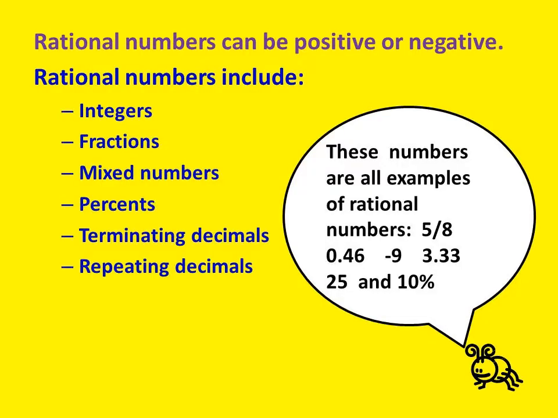Rational numbers can be positive or negative. So integers, and think of your number line again. Anything that's negative, like -9 or -72. Fractions, like 1/2. Mixed numbers, like 2.5. Percents. Terminating decimals. Repeating decimals. Okay, those are all rational numbers.